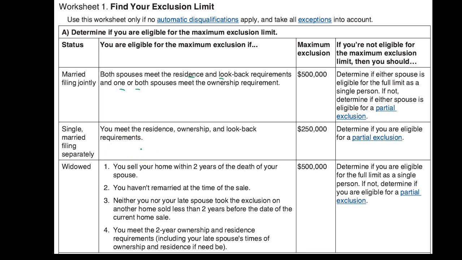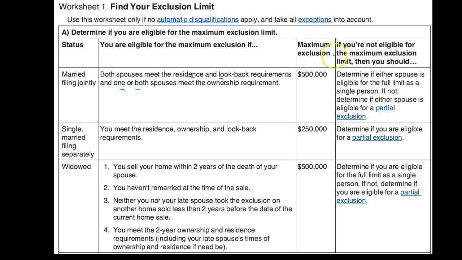We have those tests there again, but we don't have this added complication where we have two people trying to meet these tests, and whether or not one of them meeting the test is good enough or anything like that. There is only one person, and therefore it's fairly straightforward. The maximum exclusion then is $250,000 because it's half of what the maximum would be, $500,000 for married filing joint.